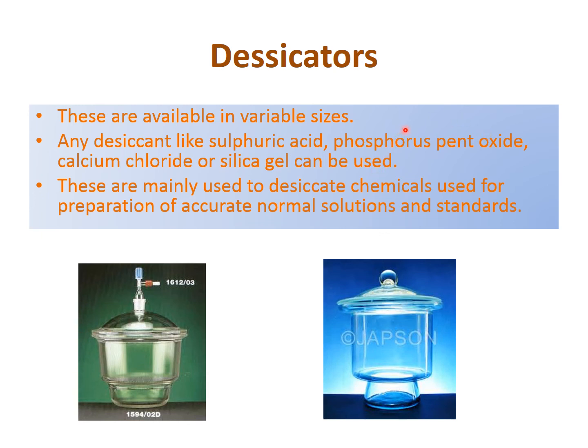Then these are desiccators. They are available in variable sizes. Any desiccant like sulfuric acid, phosphorus pentoxide, calcium chloride or silica gel can be used, and they are used to desiccate chemicals used for preparation of accurate normal solutions and standards. So in these desiccators we use the desiccants to desiccate chemicals.